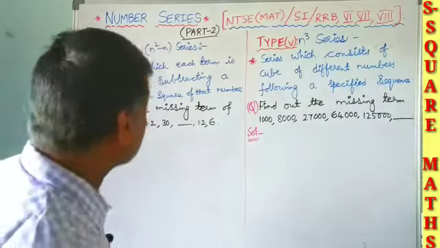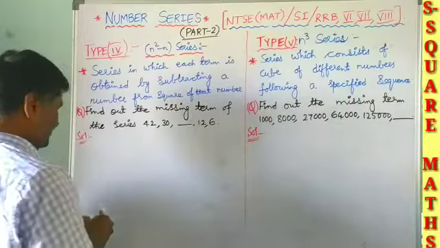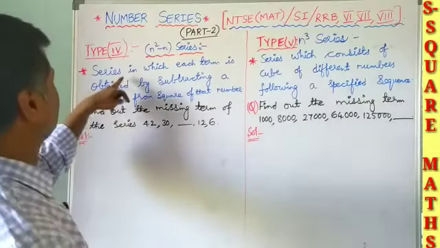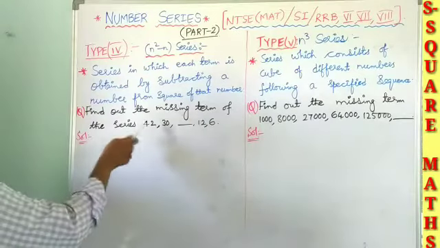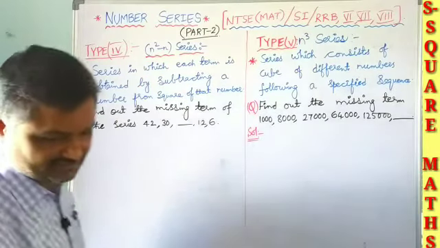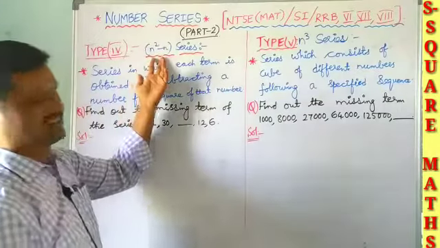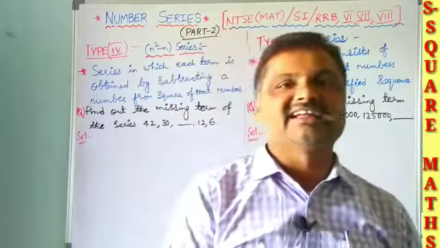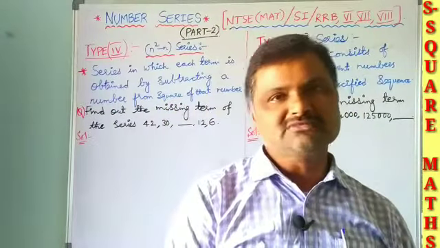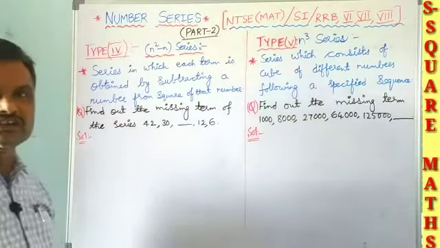So what is the meaning or the statement related to n square minus n series? A series in which each term is obtained by subtracting a number from the square of that number. By observing itself you can easily understand: n square minus n, square the number and deduct the same number from n square. Now let us go through our question.